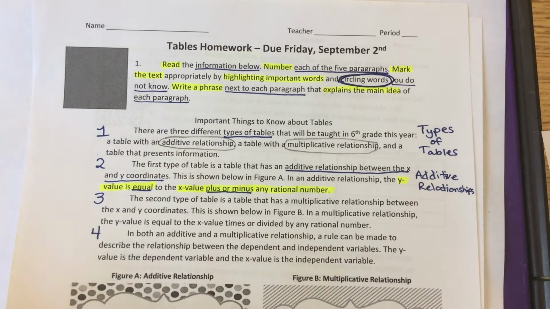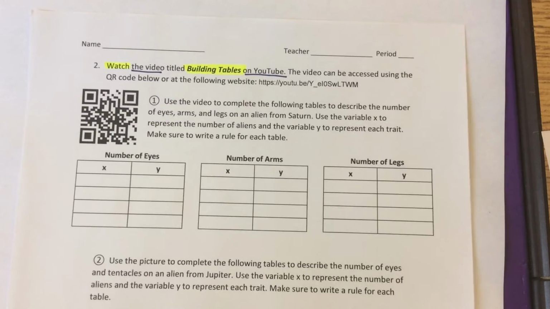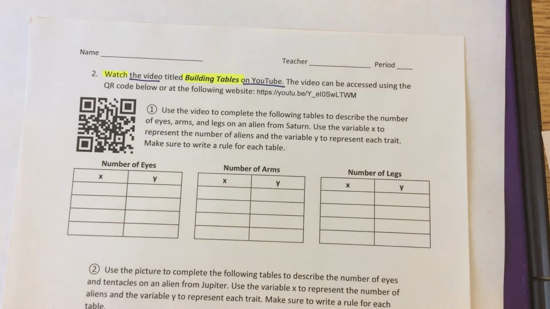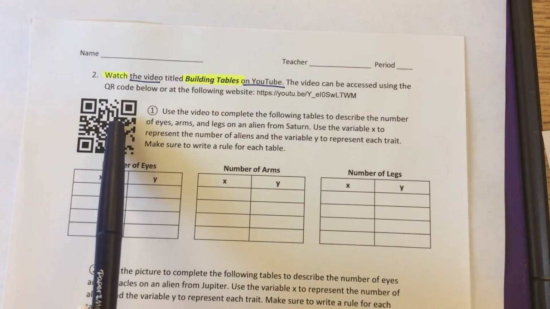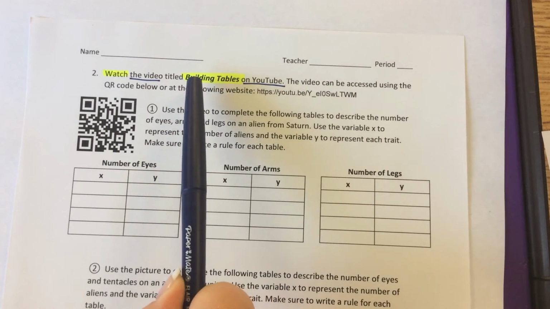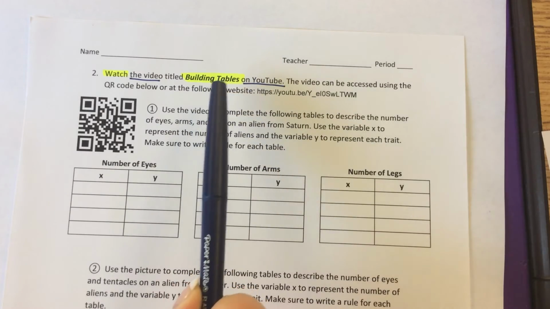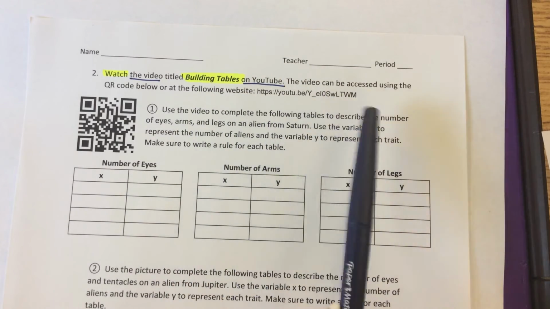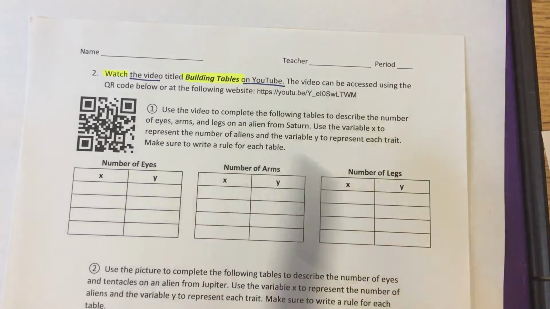Once you finish this part of your homework, you're going to need to turn to the second part of your homework. It says, watch the video on building tables on YouTube. 3 options for you here. There is a QR code. You can go on YouTube and you can search for the video titled Building Tables, or there's a website right there for you to look at. And you're going to fill out this whole piece of information based on what is in that video.